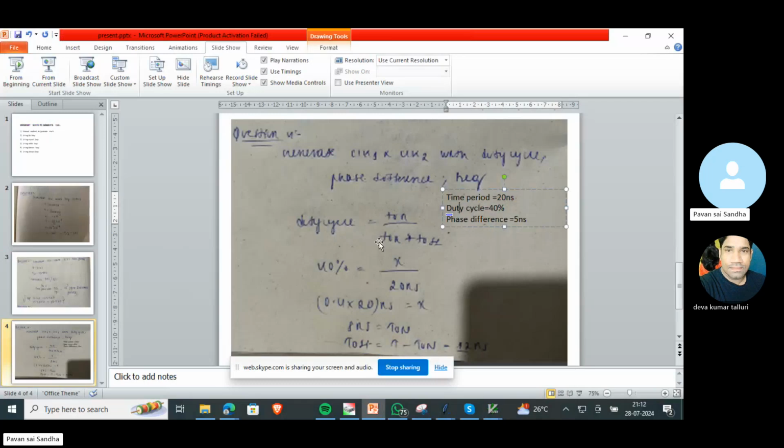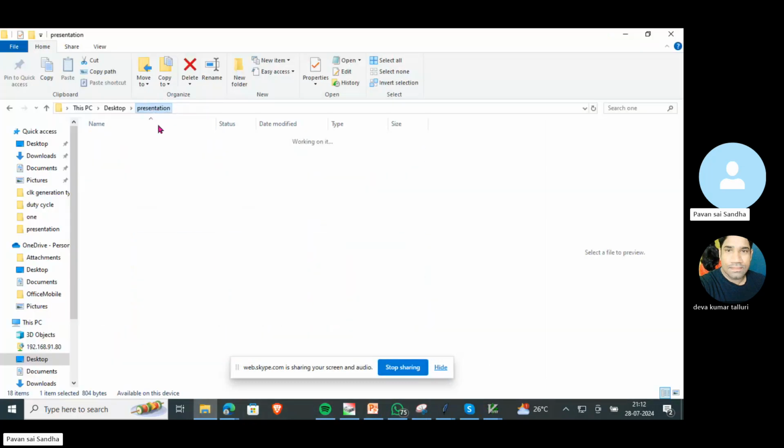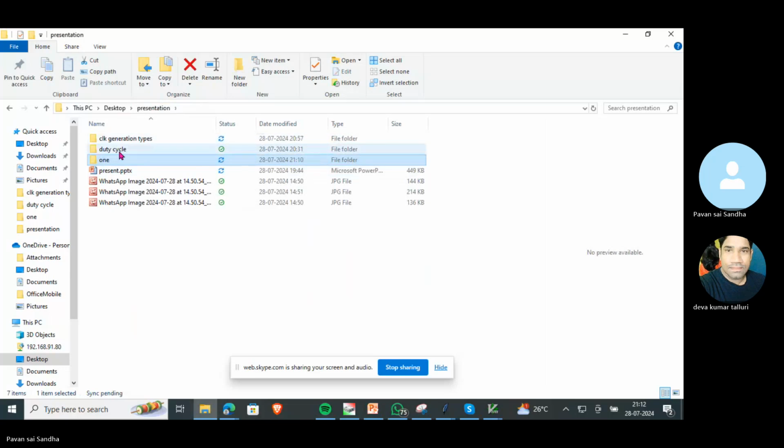We have 40% duty. I want to calculate the T on and T off time. Here I have given time period. So T on plus T off equals the time period, 20 nanoseconds, 40% duty cycle. And we calculate it, we get T on as 8 nanoseconds. If you subtract 8 nanoseconds from the total time period, total time period minus T on, we get T off as 12 nanoseconds. So we can say that T on for 8 nanoseconds it will be high, and T off for 12 nanoseconds it will be 0. And I will show the code. This is it.